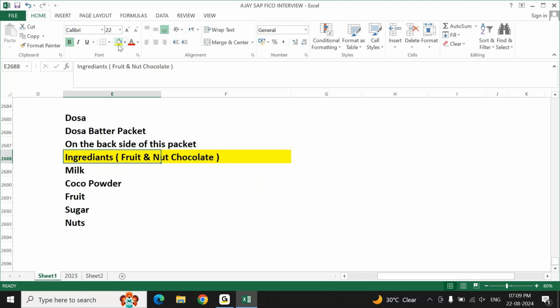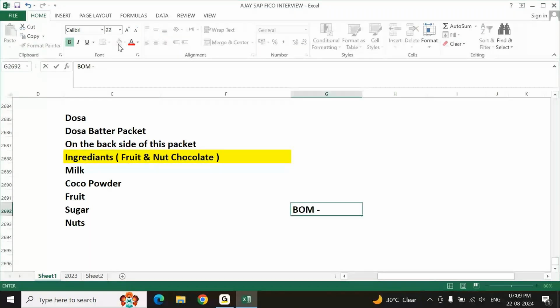There is a term called BOM. Anybody heard BOM in terms of SAP? Bill of material. Bill of material contains the components and quantity of the manufacturing product.